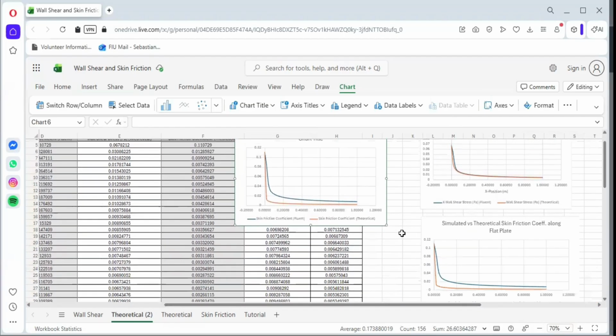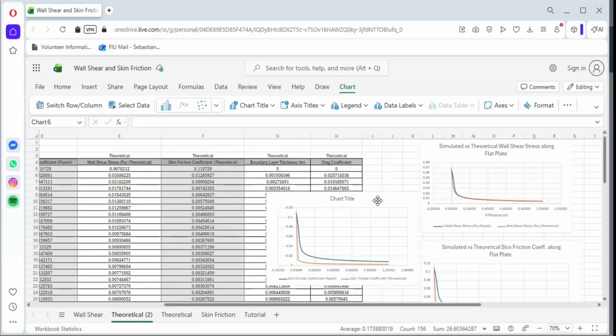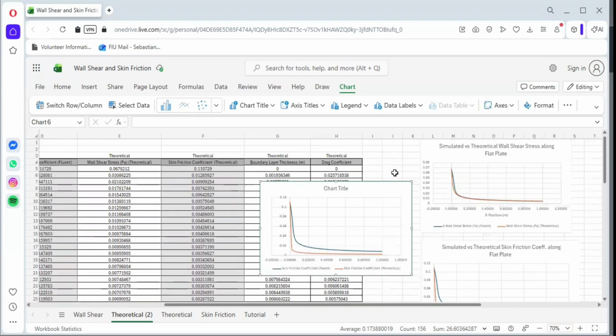So as we can see from the graph, of course, the x coordinate is the position along the flat plate, the y coordinate is the skin friction coefficient, and here's the relationship. The theoretical one drops off way quicker, and it stabilizes way quicker and way lower, closer to zero than the Fluent does. So there we have that.